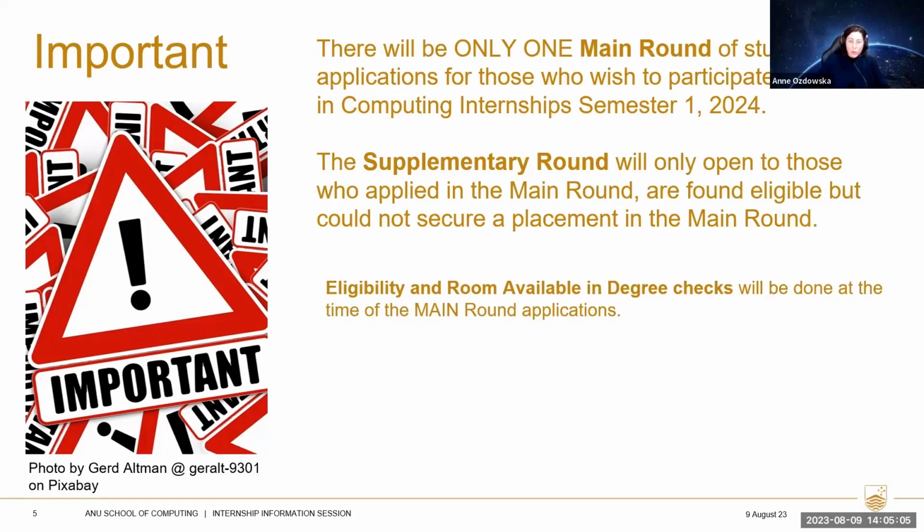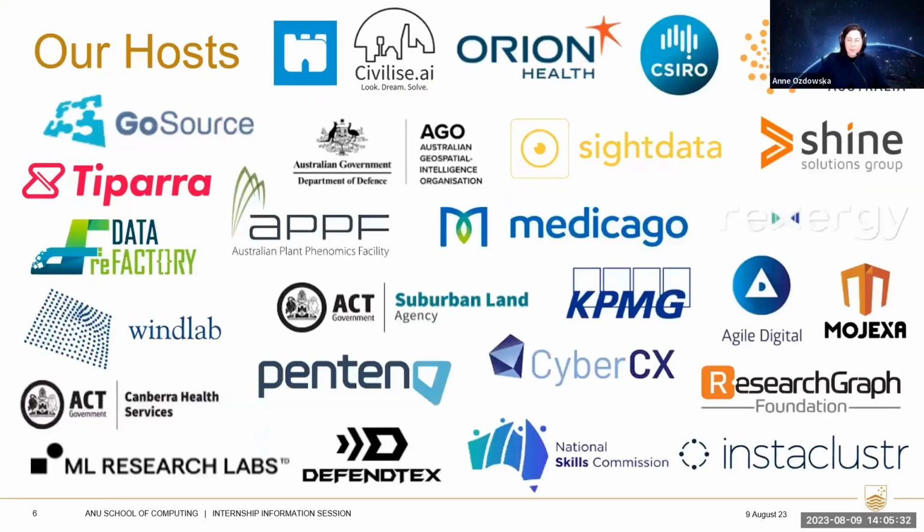If you don't apply in the main round and think, hey, I'd like to do an internship, we don't allow you to apply in the supplementary round. You can only apply in the supplementary round if you have already applied in the main round, when we do all of our checks for eligibility. And so eligibility and room available in the degree is checked only in the main round. So you need to make sure that you're in that main round.